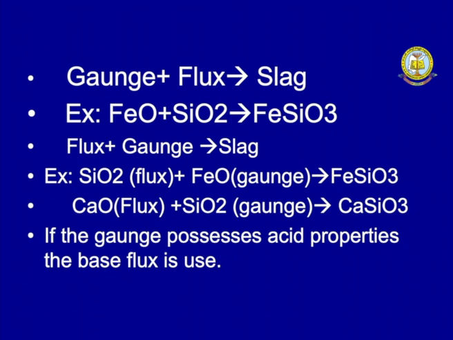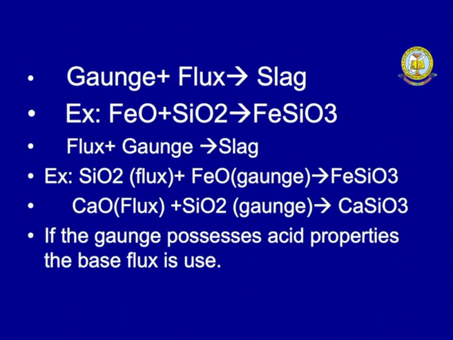FeSiO3 is called slag. We can remove it physically as slag. So this is one of the equations. And you see another one: SiO2, when it reacts with FeO, gives iron silicate, and calcium oxide, when it reacts with the silica, gives calcium silicate.